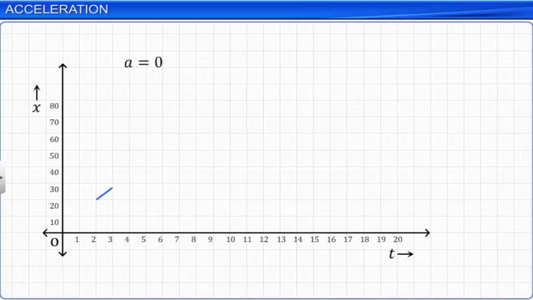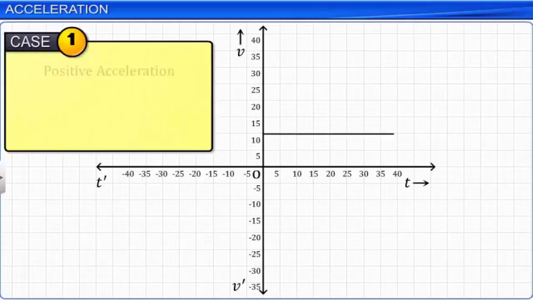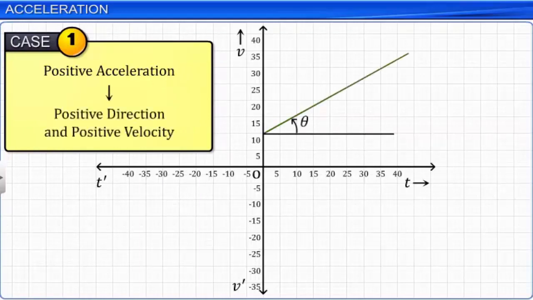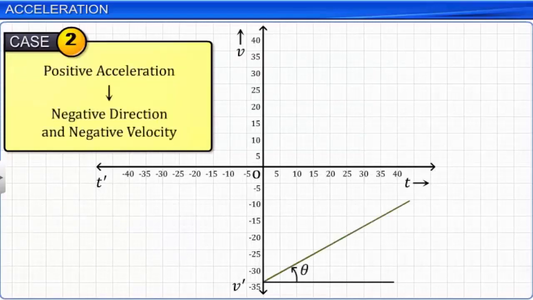Let us see what the vt graphs for all 4 cases explained earlier look like. Body with positive acceleration, that is, positive direction and positive velocity. The graph is an inclined line above the x-axis with upward inclination. Body with positive acceleration, that is, negative direction and negative velocity. The graph is an inclined line below the x-axis with upward inclination.